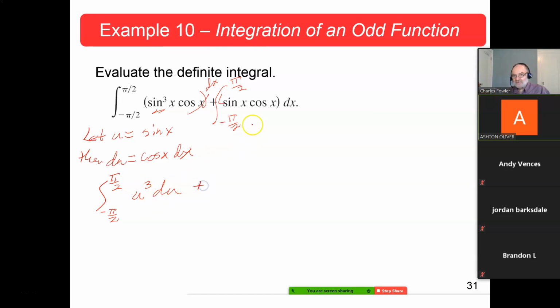Plus, let's do the same thing here. It really doesn't matter which you choose. I think I'll let the same one. This will then be the same thing. This will be your du. That would be your u. This is the integral from minus pi halves to pi halves of u du. Now, what do you notice about this function?